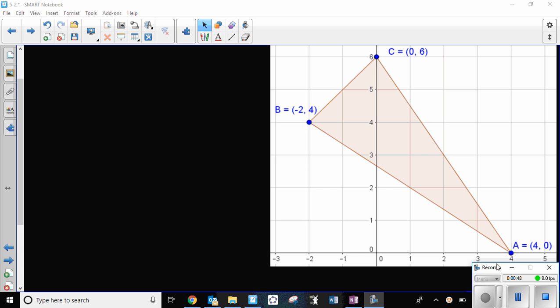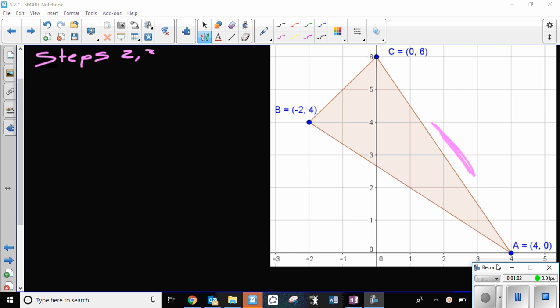We're going to start by finding the slope of, let's start with AC. You can pick any side. So I'm going to find the slope of this side first. I'm going to do a few steps right in a row so I don't get confused. So I'm going to do steps 2, 3, and 4, and I'm going to find slope first.